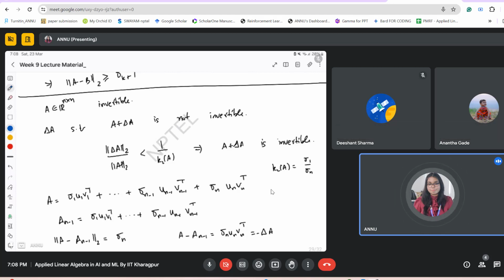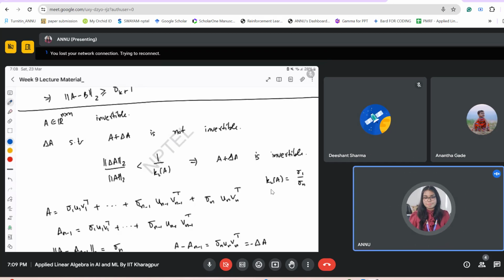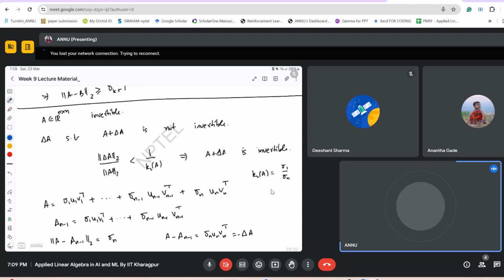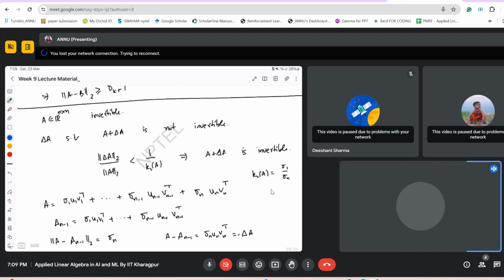One more important thing is that the smallest error of any rank matrices is given by the Frobenius norm, that we also call H, that is the error.